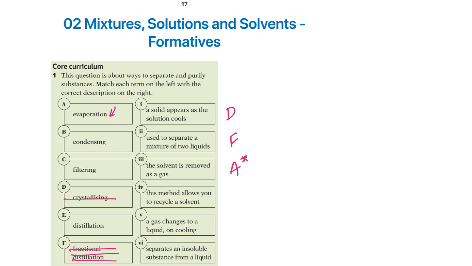Let's move on. A gas changes to a liquid on cooling. That's not a filtration or separation technique. That's just condensation, which is B. So that's gone. And the last one is separates an insoluble substance from a liquid. Insoluble filtration, that's straightforward. That's C. That's gone. So the method allows you to recycle a solvent.